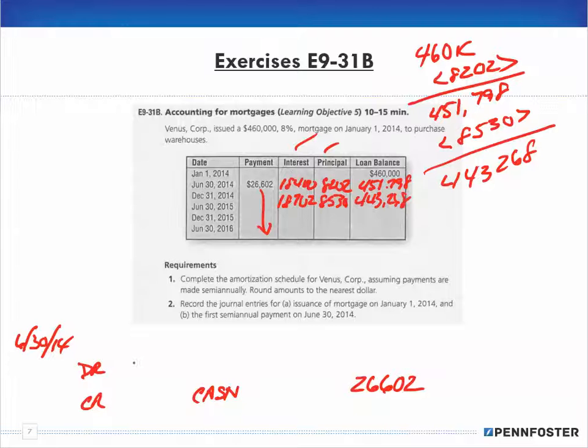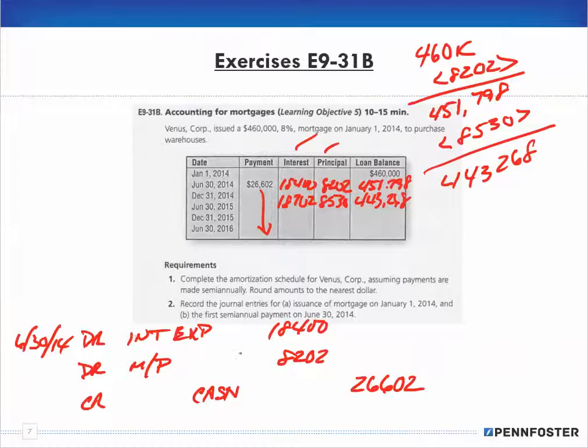So I'm going to debit my mortgage payable for the amount of $8,202, because that's how much I'm reducing it by, and I'm going to debit my interest expense, because I'm paying interest. So interest expense in the amount of $18,400. Debits have to equal credits. So that's my payment, and those are my entries to the payable account and interest.